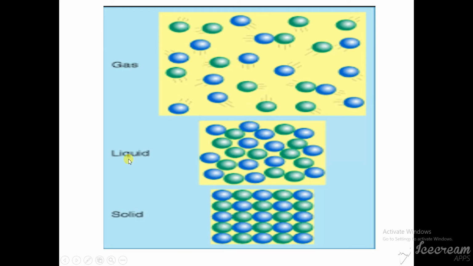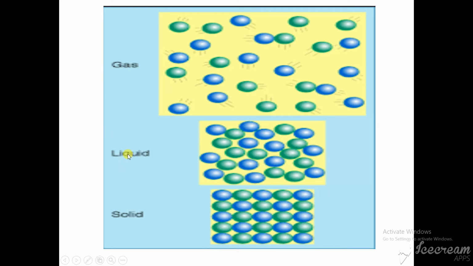Now let us come back. This was melting and this was boiling. Evaporation. When gas becomes liquid, that is condensation, they lose energy. When they lose energy, these particles come closer and they become liquid. Same way, liquid loses energy, the particles come closer, very close, and they become solid.